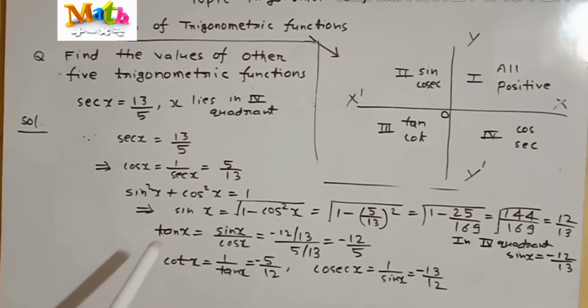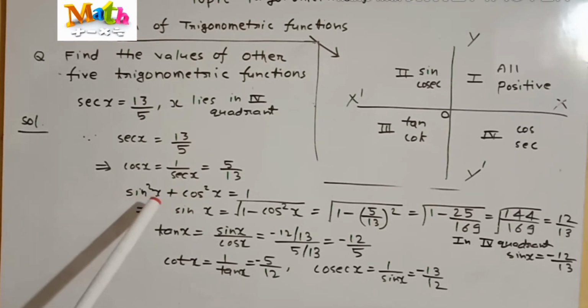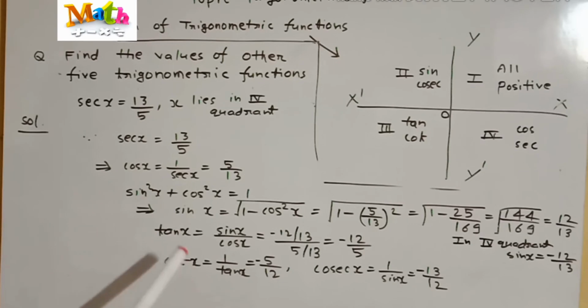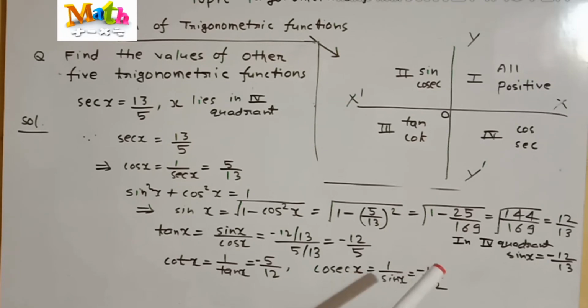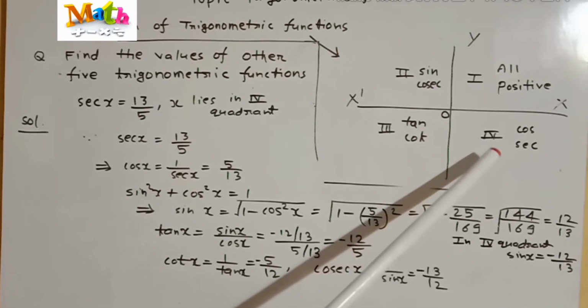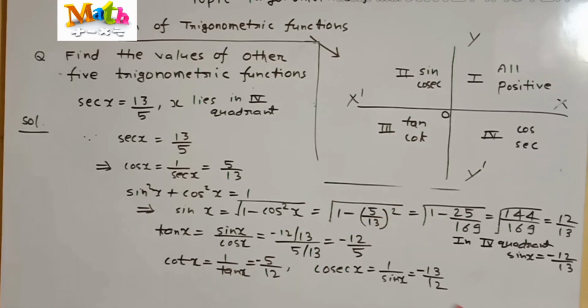Now to find the value of sin x, use the formula sin square x plus cos square x equal to 1. Using this formula, the value of sin x can be written as the square root of 1 minus cos square x. As you have the value of cos x, 5 by 13, put the value here. So the final answer is 12 by 13. Now analyze that in the fourth quadrant the sign of sin x will be minus, so sin x equal to minus 12 by 13, because in the fourth quadrant only cos and sec are positive.